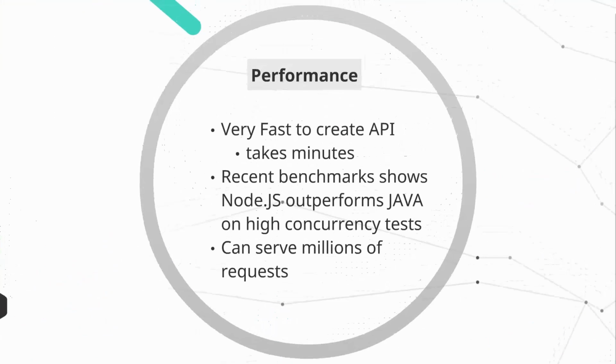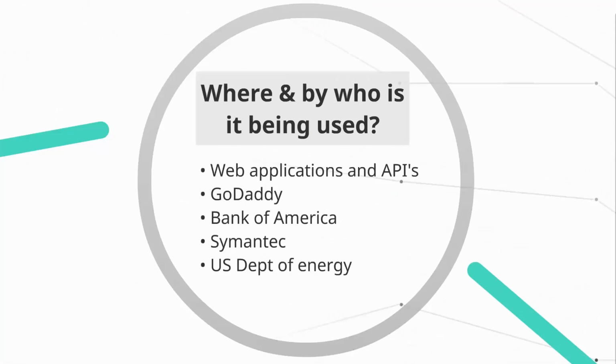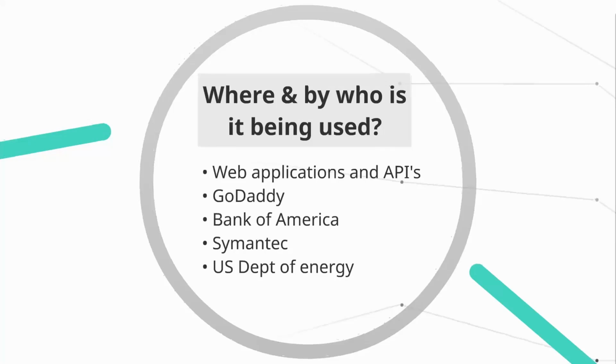Regarding performance, as Loopback is based on Node.js, we know that it's very fast. When compared to Java for high concurrency tests, it usually comes out on top. You can serve millions of requests without even breaking a sweat. Where is Loopback being used and who's using it?